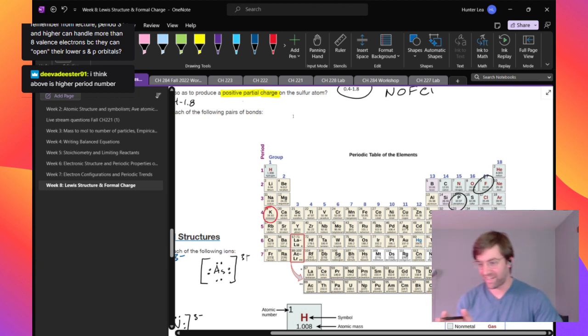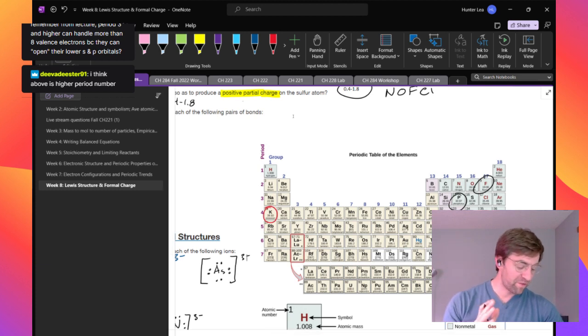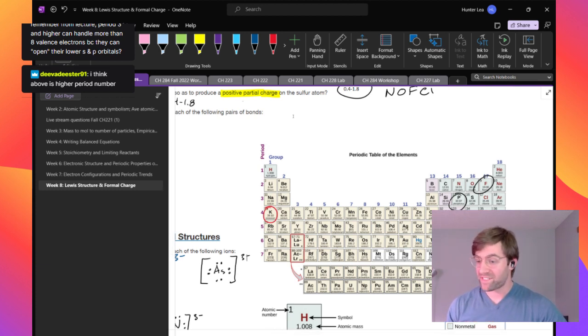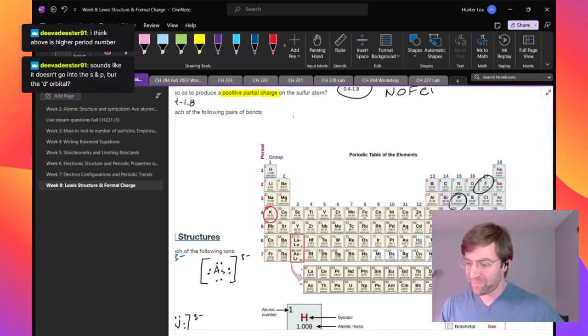Thank you so much for checking me on this because frankly, it's been a while since I've looked at this material and I don't have to deal with hypervalent atoms terribly often. They do come up and it is important to understand this concept, especially once you get into stranger inorganic compounds.